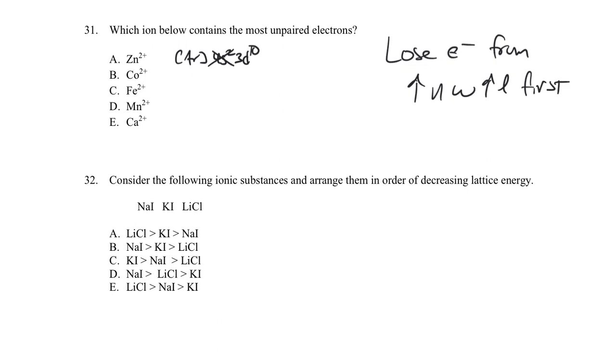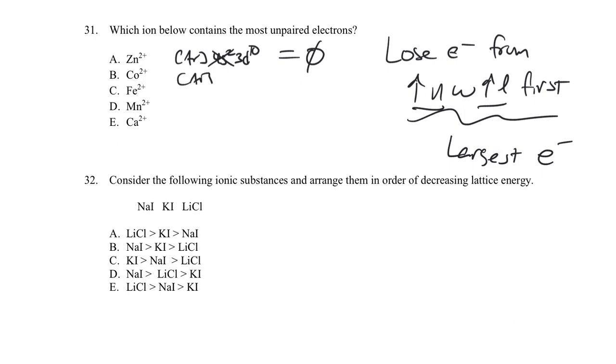So we lose electrons from the highest n orbital with the highest l orbital first. That's a fancy way of saying lose the largest electrons first. So we're losing the 4s2 electrons before the d electrons, so zinc 2 plus is a 3d10. All the electrons would be spin paired.